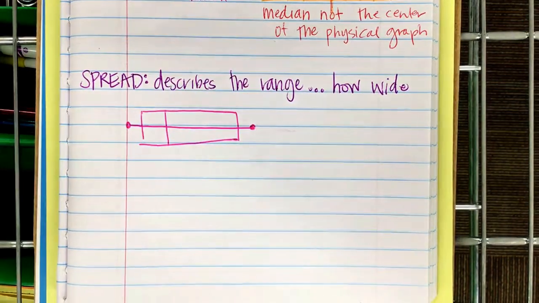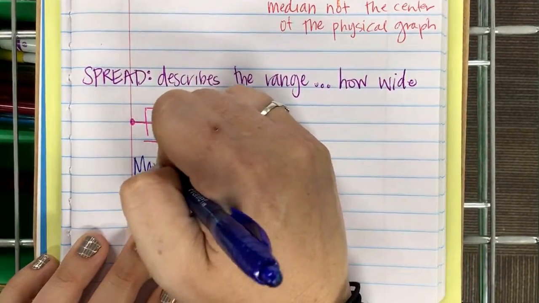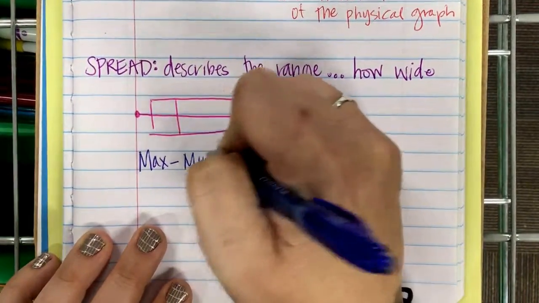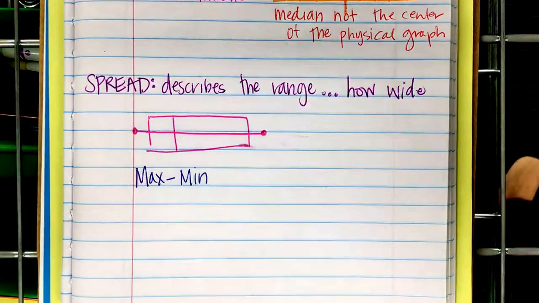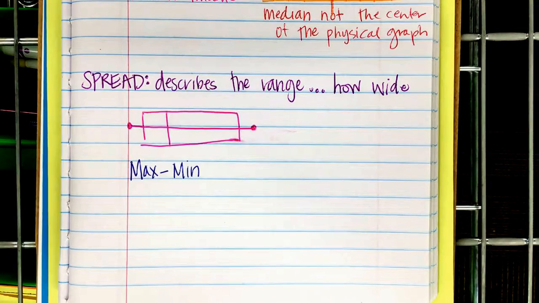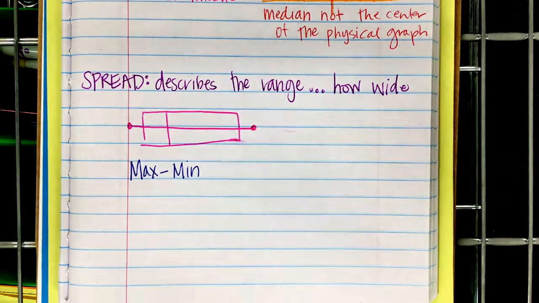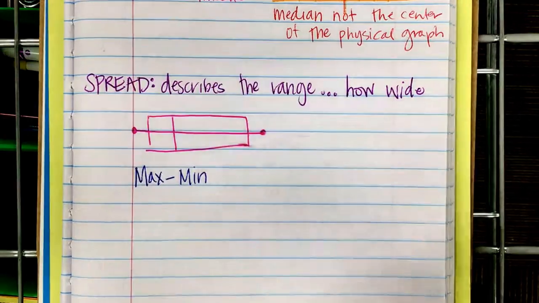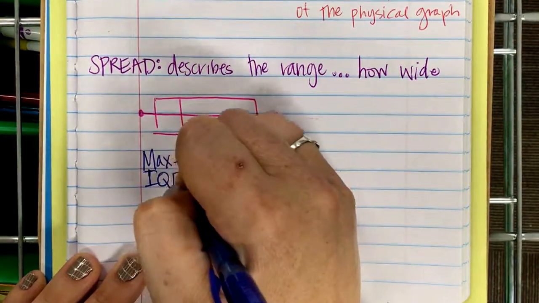I get it. Yes, you can definitely find the range. You can find the maximum minus the minimum. But so can a fourth grader. Just talking about the range is not enough. What other types of range, or how wide, can you talk about with this box plot? You could talk about the interquartile range.